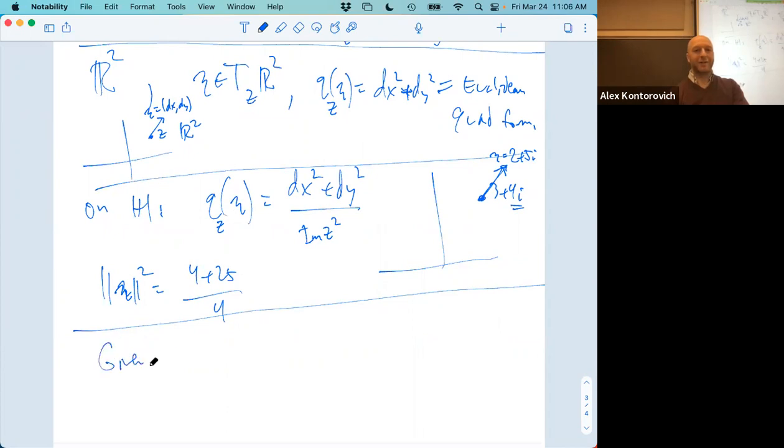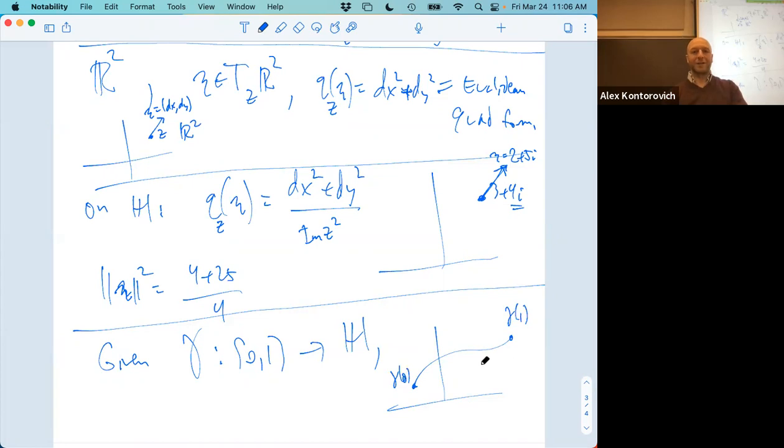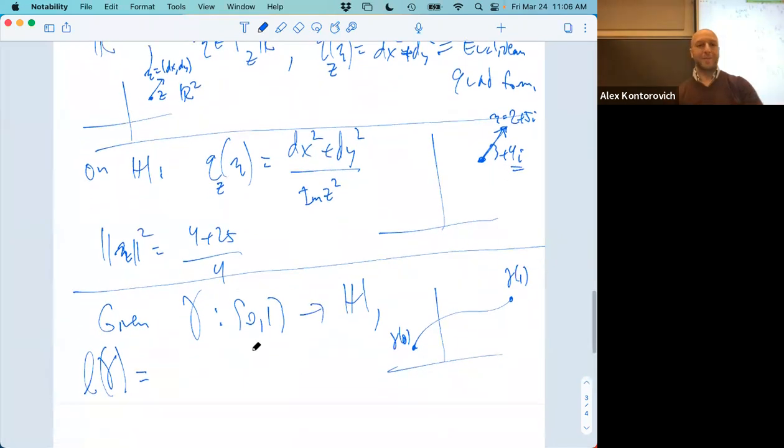So given a curve, let's stick to the upper half plane to speed up the presentation. Given a curve gamma from 0 to 1 into the upper half plane, here's gamma, it starts over here and ends over here. This is gamma of 0, this is gamma of 1. How do we determine the length of gamma if it's differentiable? I'll integrate from 0 to 1, and at every point t, I'll measure the arc length.